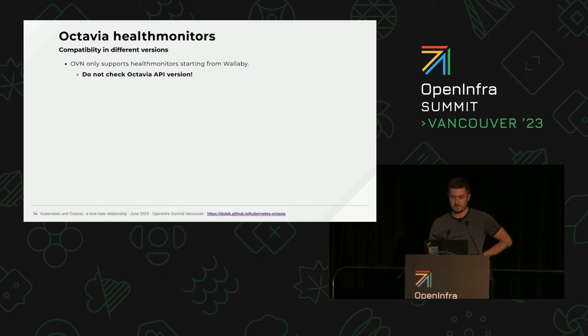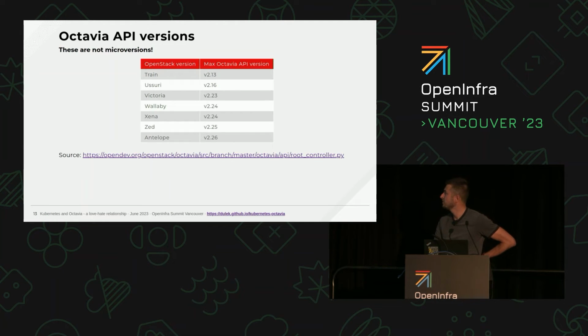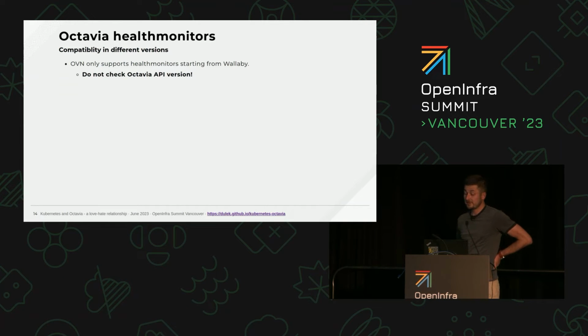So let's talk about incompatibilities between versions. The Health Monitors API, I told you that Health Monitors came only in Wallaby. In order to check for that, do not check the Octavia API version. So Wallaby, let's say that's 2.24. But do not check the Octavia API version, because the Octavia provider is a separate repository, a separate Python plugin. It's possible that your cloud administrator installed a different version. So it's better to just call the API and see if it returns a not implemented error or not.